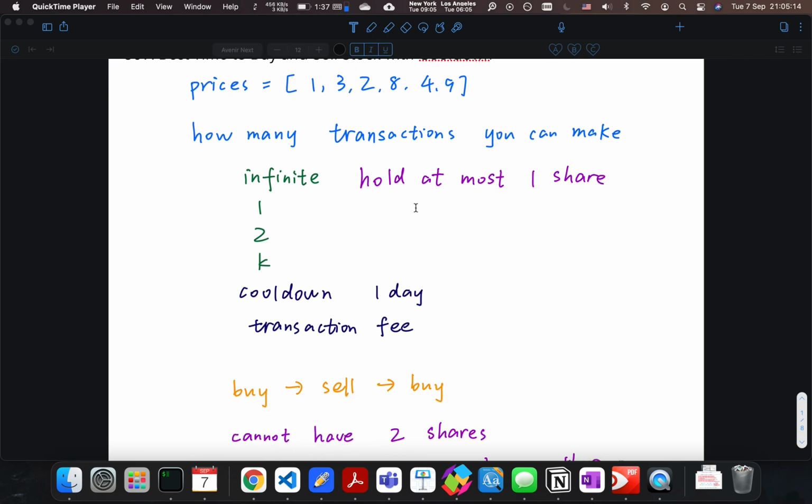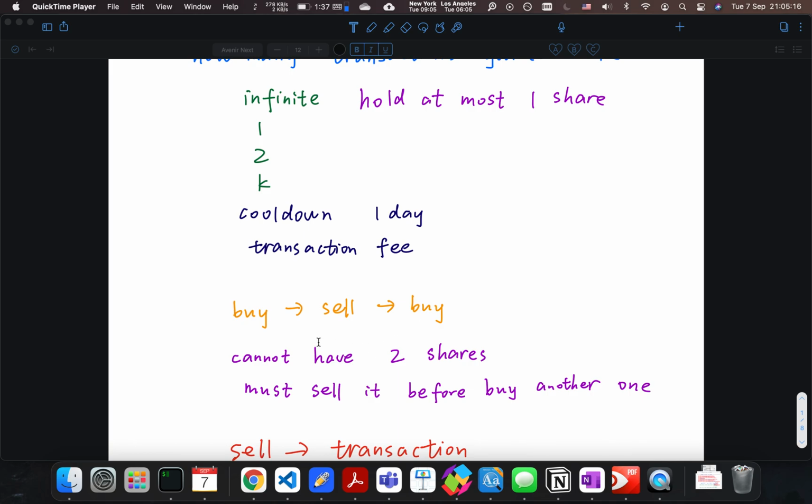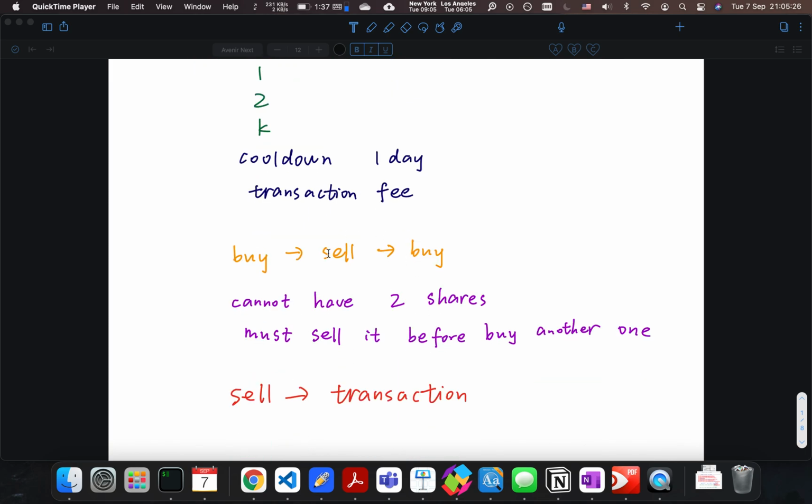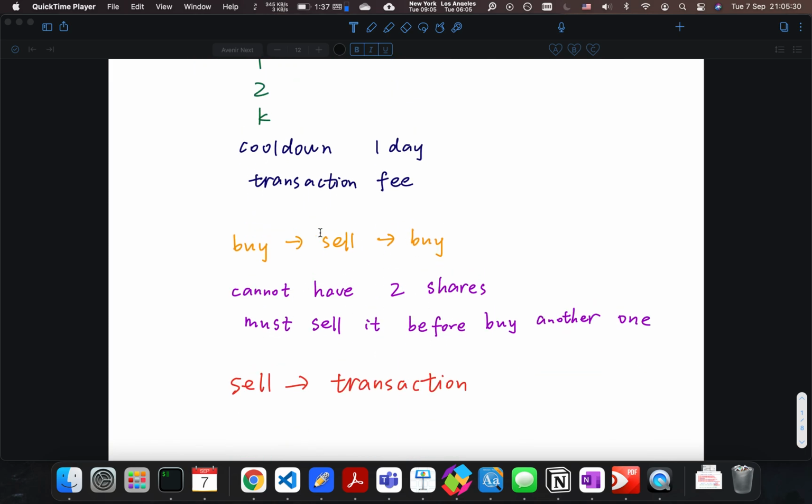All of these questions say we cannot hold 2 shares at the same time. That means if we buy a share, we must sell it before we buy another share. So that's what you should understand. And the transaction fee actually means one sale is a transaction; a buy is not a transaction.